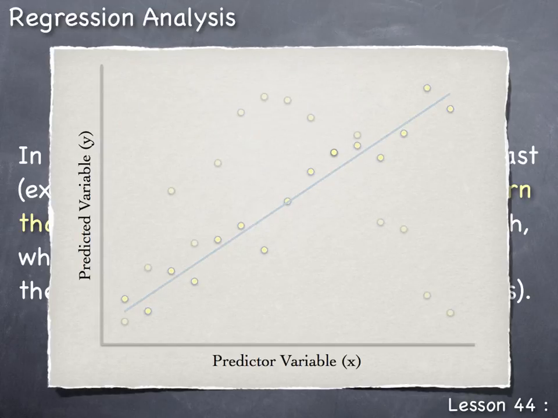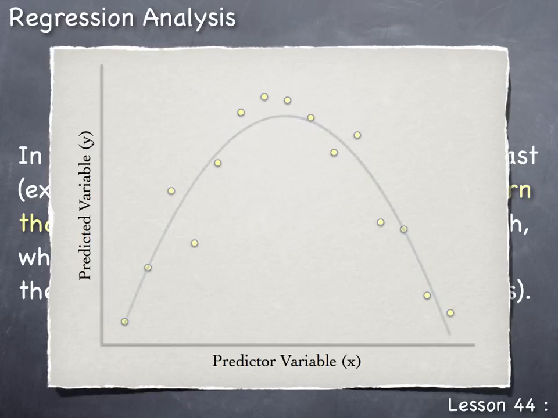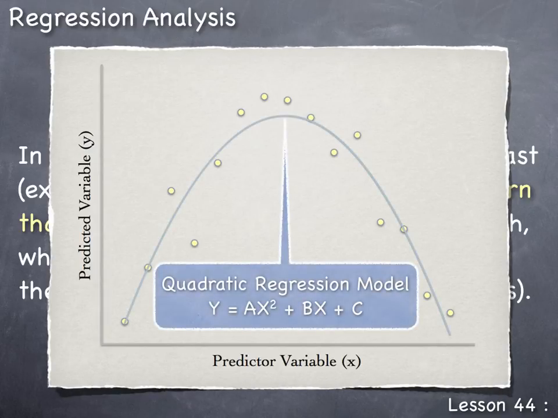On the other hand, if the data points take on a pattern which resembles a parabola, the quadratic regression model can be applied. The form of the quadratic regression model is y equals a times x squared plus b times x plus c.